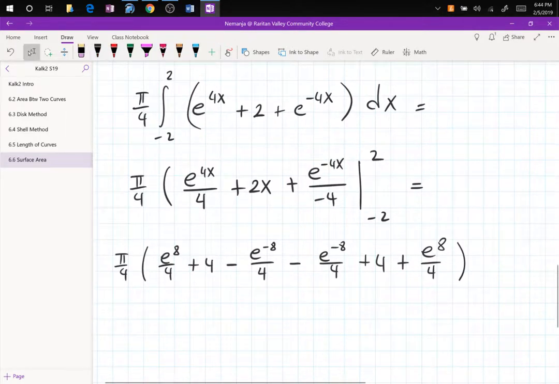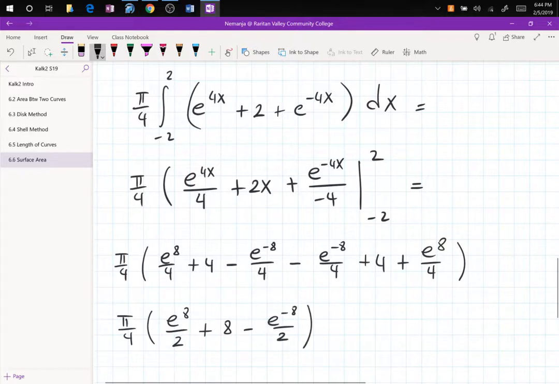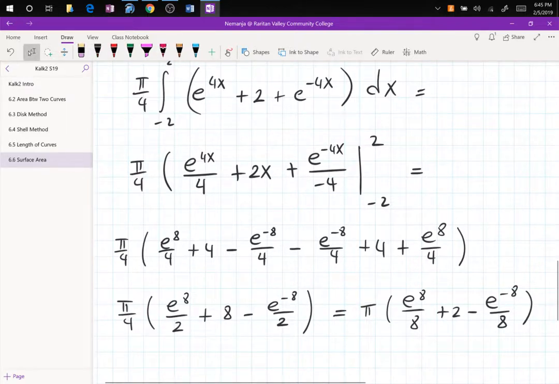There we go. So we have pi over 4. Now I have e to the 8, that's 2e to the 8, so it's e to the 8 over 2, plus 8, minus, I lied, e to the negative 8 over 2. And that will be it. We can multiply by a quarter. If you want to push the quarter inside, you can. So you will get pi e to the 8 over 8 plus 2 minus e to the negative 8 over 8. We don't get to simplify this into a better form now.